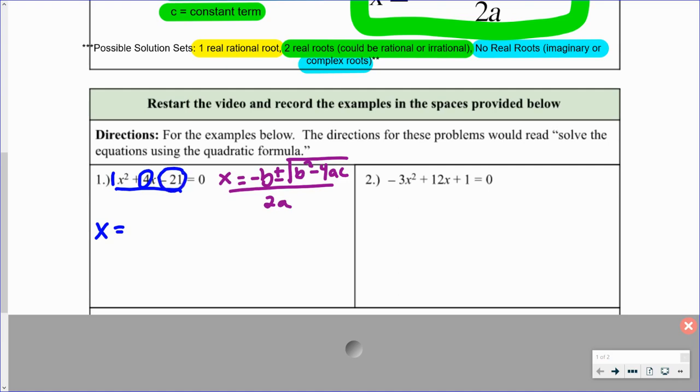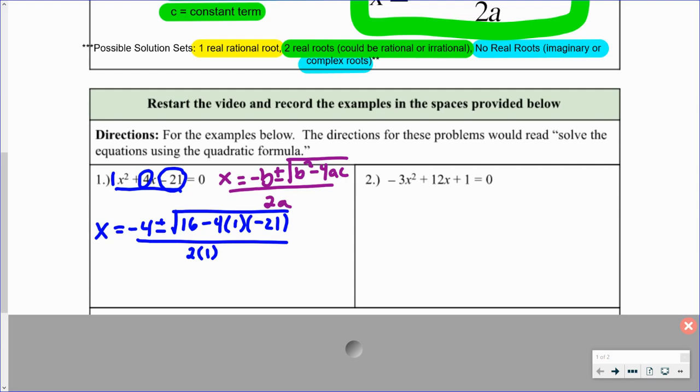So anywhere we see an A, we're going to replace that with a 1. Anywhere we see a B, we're going to replace that with a 4. Anywhere we see a C, we're going to replace that with negative 21. So let's go ahead and do that. So this is going to be negative 4 plus or minus the square root of B squared. So that's 4 squared, so 16, minus 4 times A, which is 1, times C, which is negative 21. Okay, and all that needs to be evaluated before we take the square root of that result. And that's going to be all over 2 times 1.